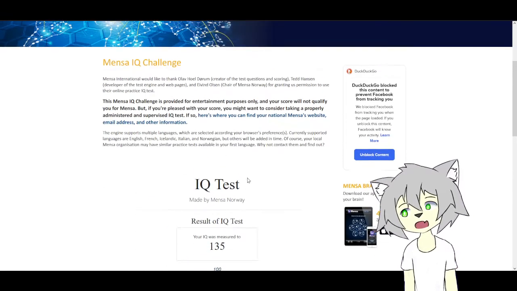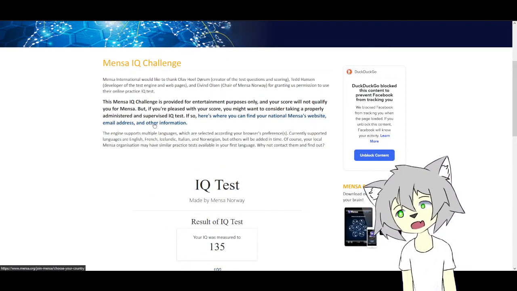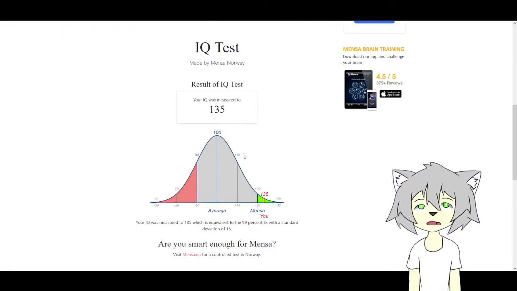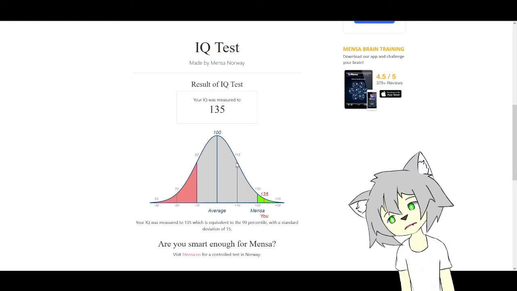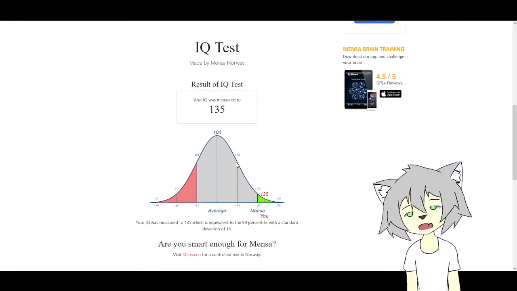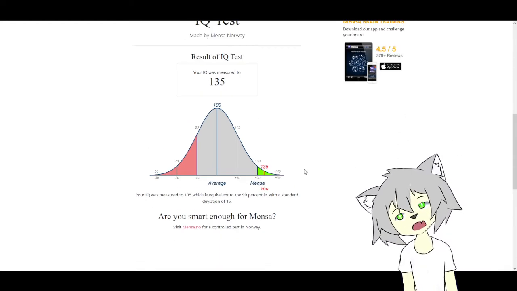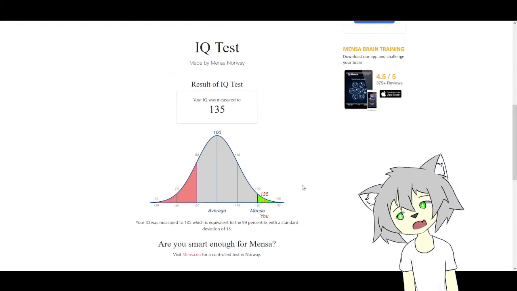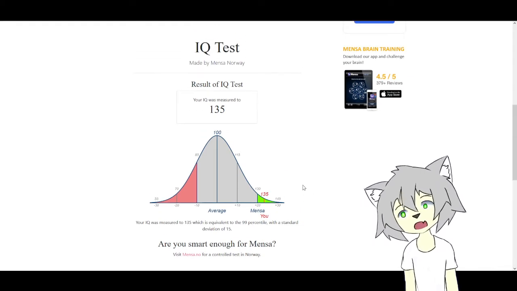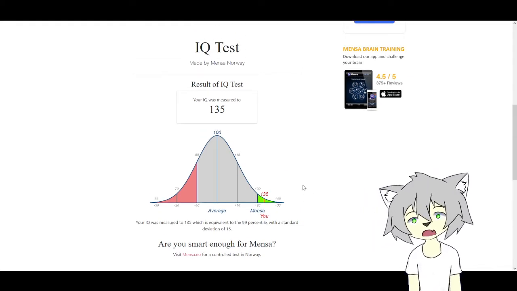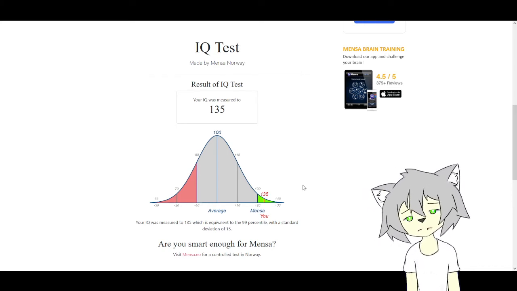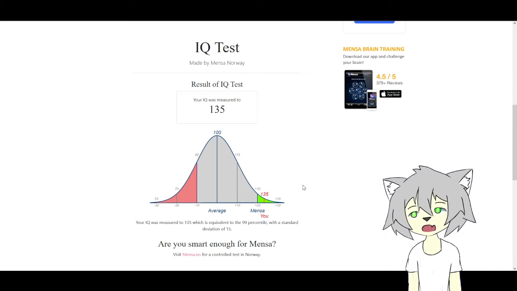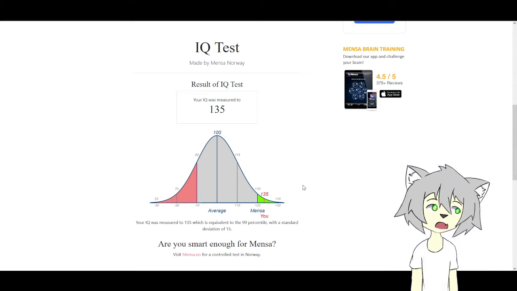I don't know how good that is. I have to actually pay to get an actual IQ test done by Mensa in a nearby location if I want to get in, I think. If I remember correctly from the last time I checked this website, but alright. 135, that's surprisingly good. I guess. I just can't figure out that last part.